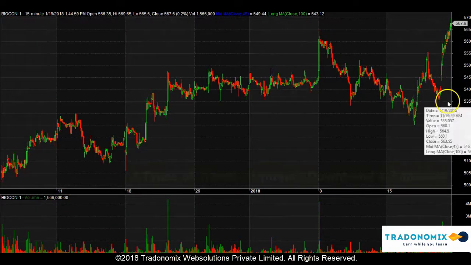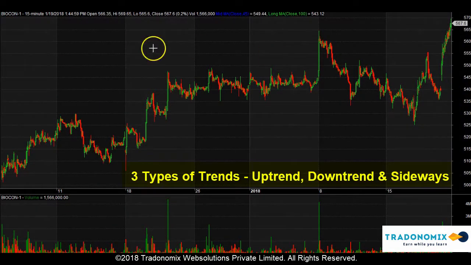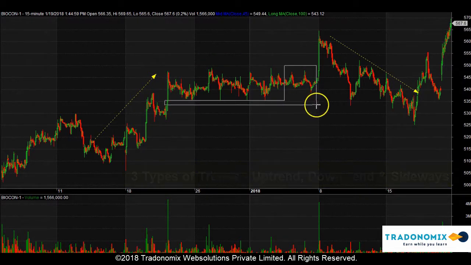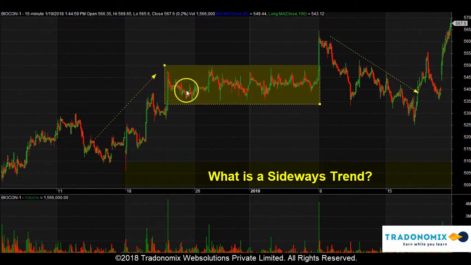Trend trading has three types of trends. We call it an uptrend, we have a downtrend, very obvious to our eyes, and we have something called a sideways trend. What is a sideways trend? A sideways trend is a trend where the prices neither move up nor down.